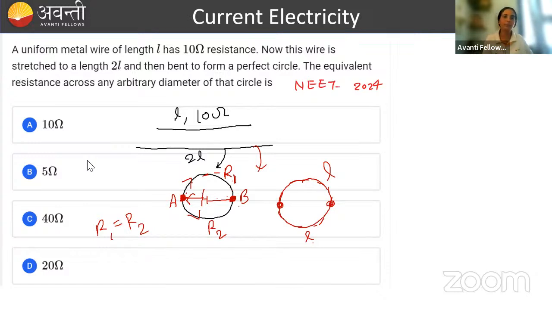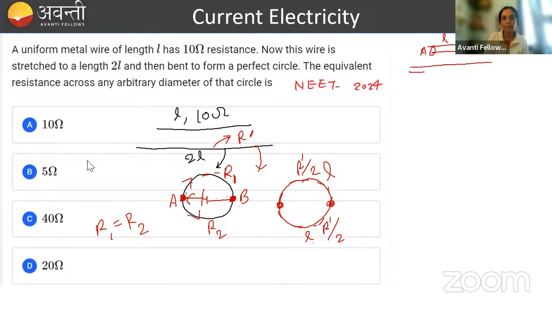Because if we know the resistance of the 2L length of wire, we can easily say, suppose its resistance is R dash. Then this portion will have resistance of R dash by 2 and this portion will have resistance of R dash by 2 and they are in parallel. Okay? So we need to calculate R dash. How will we do that? Initially the wire length was L, area of cross section A.